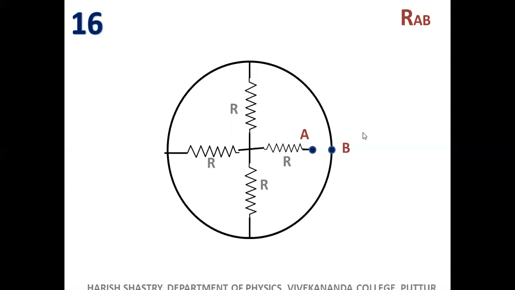Next problem. Usually problems will be given to confuse you, right? The question paper setter will try to confuse you as far as possible. Here there are so many extra connections given. A is here, B is here.